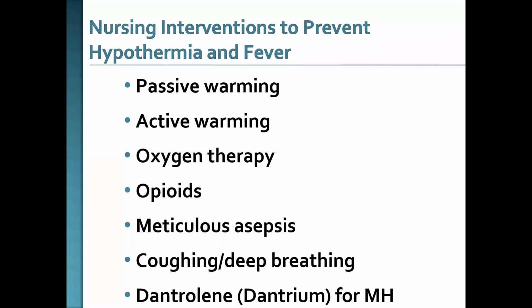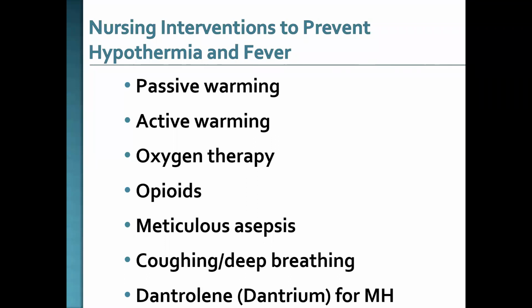Nursing management is to take the patient's temperature on arrival to the PACU and every hour if the patient stays normothermic. If the patient is hypothermic, take the temperature every 15 minutes until normothermia is reached. Use the same route of measuring temperature during the patient's stay in the PACU. Passive warming measures include warmed cotton blankets, warm socks, reflective blankets, and limiting skin exposure.